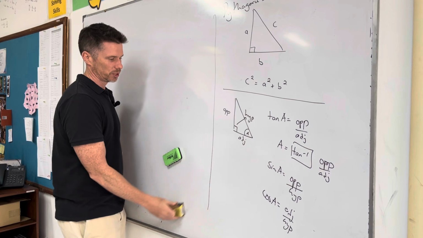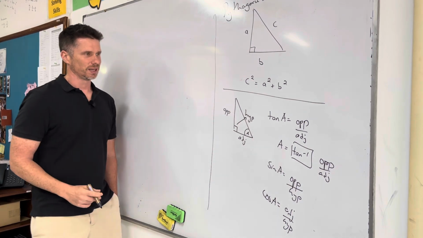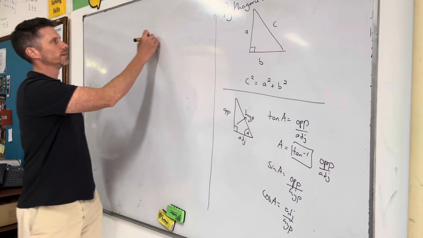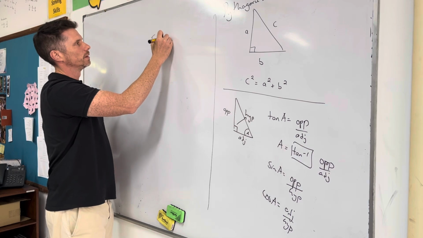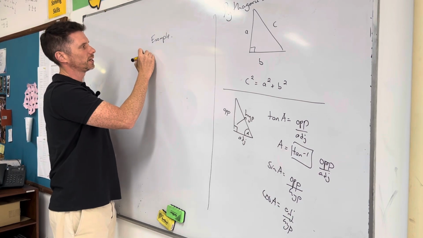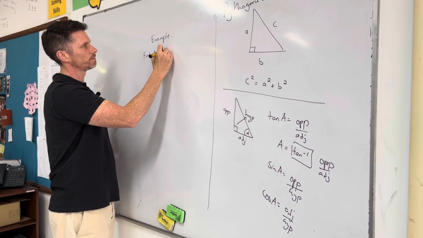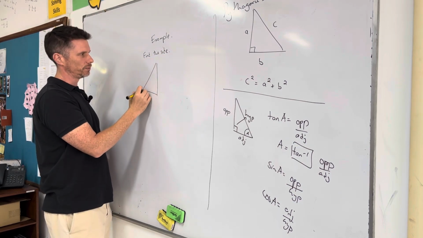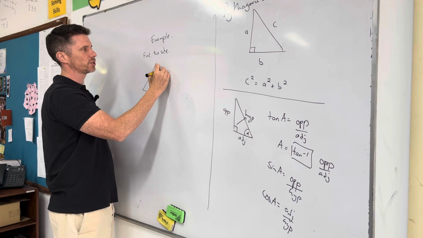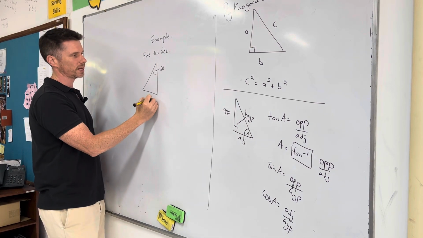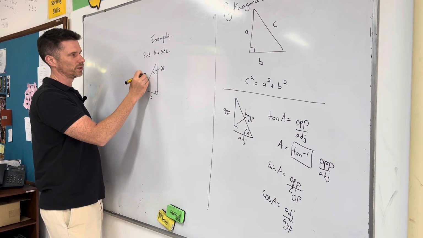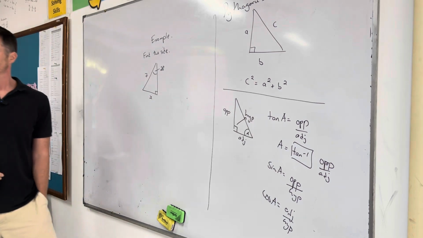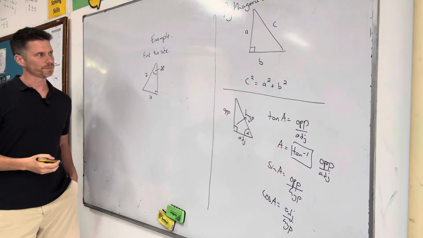I'll do some examples now. I'll do a find the side first. So let's say we have a right angle triangle. I'll put the angle up here this time. Let's say that's 20 degrees. I have x here, and I know that this is 7 in length. How would I go about finding x?